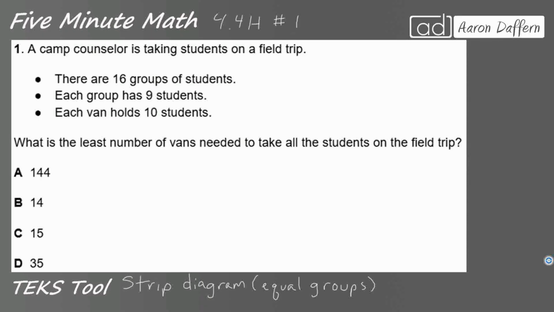So we've got a camp counselor taking students on a field trip, and then look at these three clues here. We have 16 groups of students. Each group has 9 students. Each van has 10 students, and we're looking for the least number of vans needed to take all the students on the field trip. So when we see each group has and each van holds, both of those are going to give us a clue that we are dealing with equal groups.